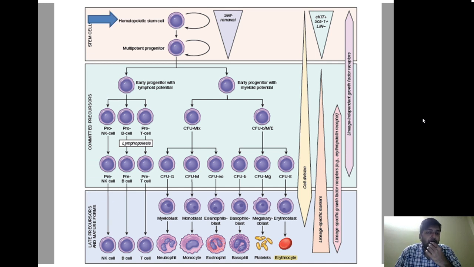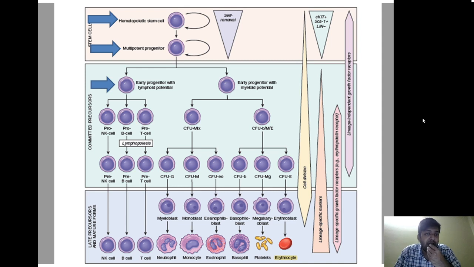So you can see at the top we have the hematopoietic stem cell, then the multipotent progenitor, and both these cells have one thing in common, that they have the capacity of self-renewal. Okay, and one important difference between the multipotent progenitor and the hematopoietic stem cell is that the multipotent progenitor has a more proliferative capacity and a lesser capacity of self-renewal compared to the hematopoietic stem cells. After this point, whatever early progenitors we are going to see, they have lost the ability of self-renewal.